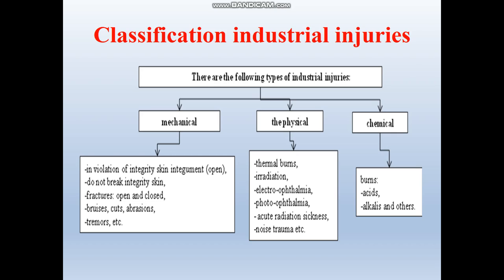Following are some situations for which treatment is most urgent. Classification of industrial injuries: mechanical, physical, chemical. Mechanical: violation of the integrity of the skin. Or those that do not break the integrity of the skin, such as tremors. Physical: thermal burns, irradiation, electro-ophthalmia, photo-ophthalmia. Chemical: burns, acids, alkalis, and others.